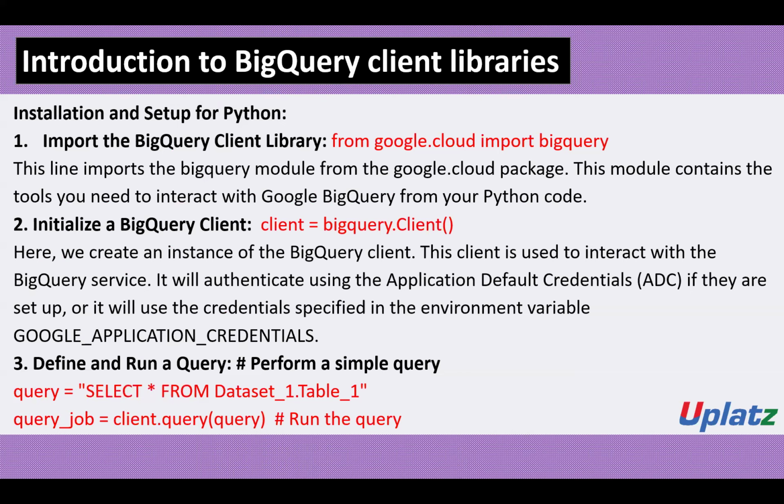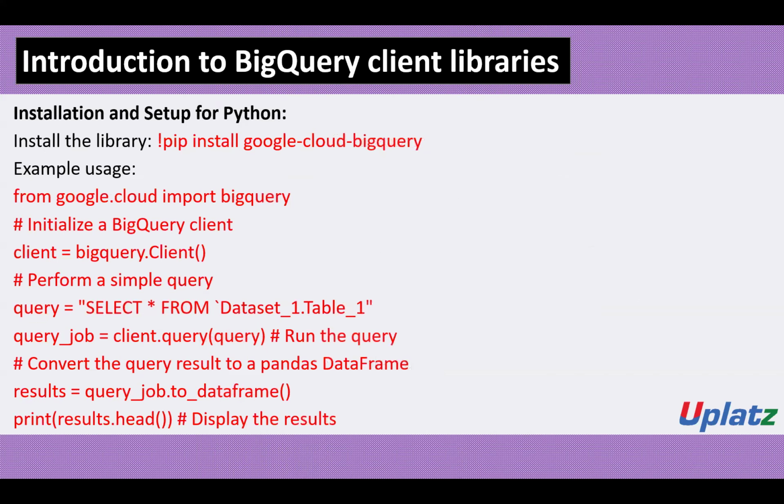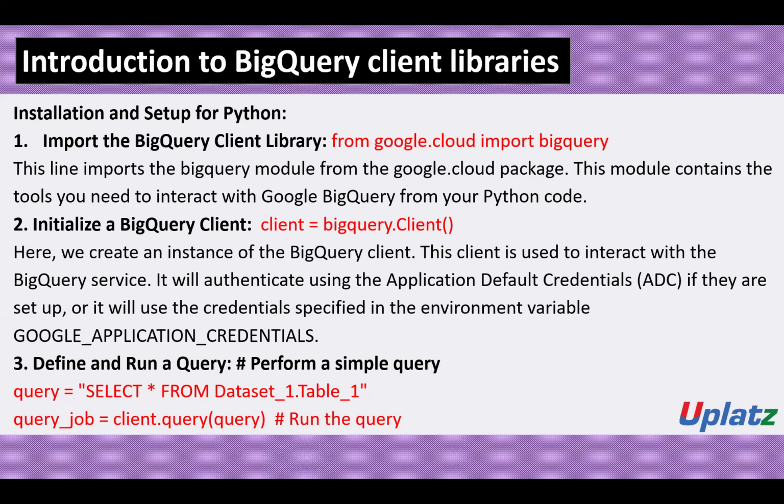Next, initialize the BigQuery client. In the next line, we have written client = bigquery.Client(). Here I'm trying to explain all this code in detail. The first step, from google.cloud import bigquery, imports the BigQuery client library. The next code initializes the BigQuery client, so here we create an instance of the BigQuery client. This client is used to interact with the BigQuery service. It will authenticate using the application default credentials if they are set up, or it will use the credentials specified in the environment variable GOOGLE_APPLICATION_CREDENTIALS.